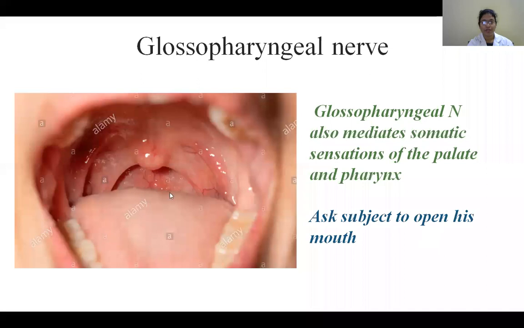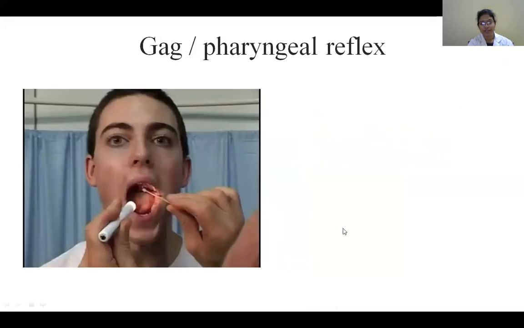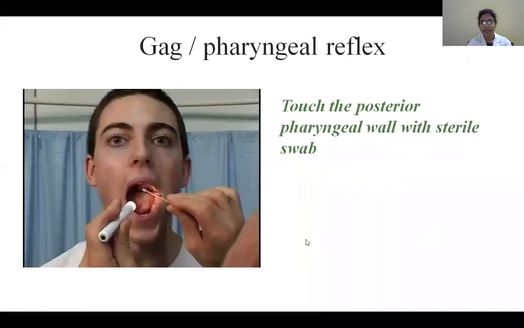So what you observe is, this is the posterior pharyngeal wall in the figure, the posterior most structure. So these two are the pharyngeal arches. This structure is uvula. So once the subject opens his mouth with the help of a torch, you can have good illumination inside the mouth, and then you try to touch the posterior pharyngeal wall with the sterile swab.